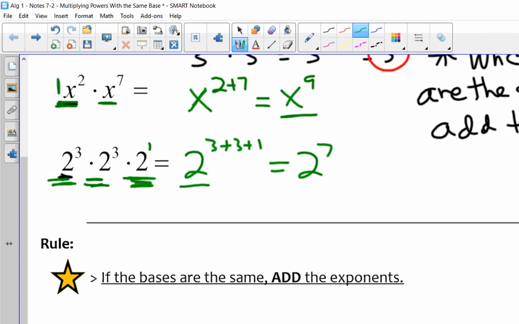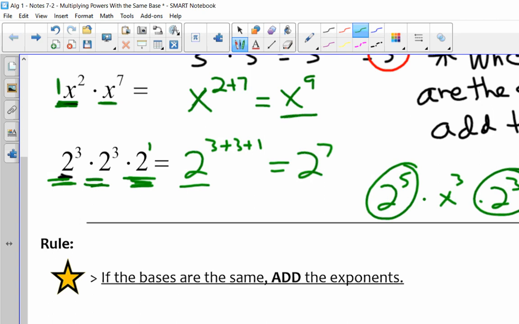And if you have something else, let's say I had 2 to the 5th times x to the 3rd times 2 to the 3rd. I can put these two together, and that would get me 2 to the 8th power times x to the 3rd, because these two bases are not the same.